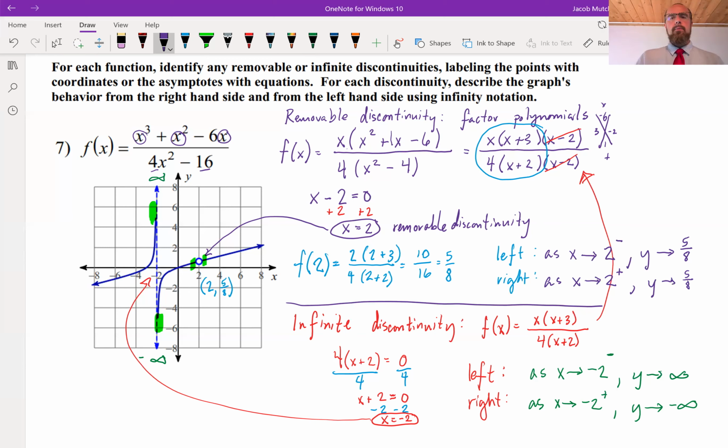So the bottom line there is if you've got a removable discontinuity, you're going to be approaching the same y value from the left as from the right. And that indicates that it's not a vertical asymptote. It's not headed to infinity or negative infinity. It's really a gap or a hole in the graph, really a point missing there.